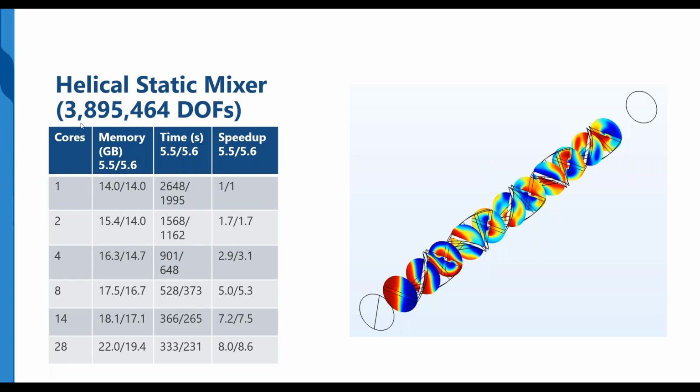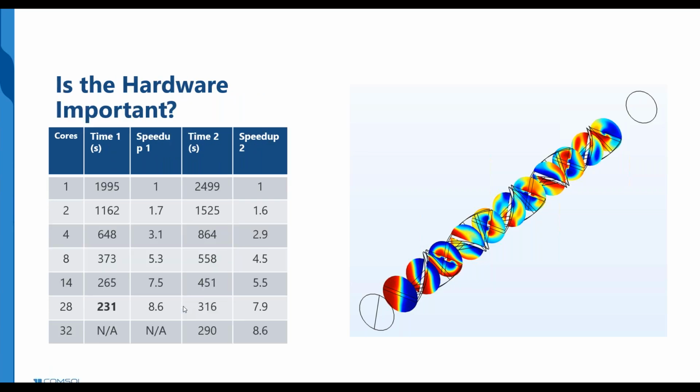Even larger problem, almost 4 million degrees of freedom, where the speed up is close to 9 in the latest release, and we are using less memory than before. So you see on 1 core it is basically the same, but the memory overhead to go up to 28 cores is 3 gigabytes less, and the CPU time is significantly reduced as well compared to the last release.